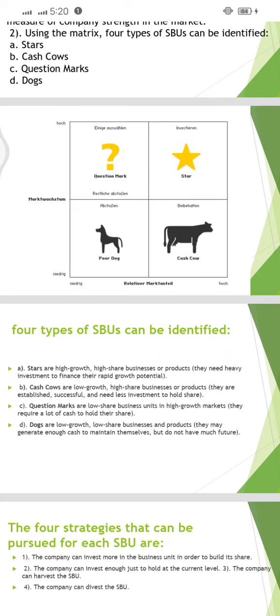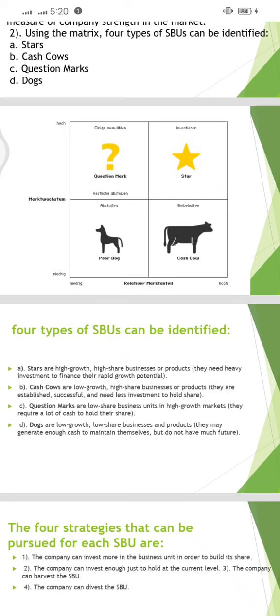Stars are high growth, high share businesses or products. They need heavy investment to finance their rapid growth potential. Cash cows are low growth, high share businesses or products. They are established, successful, and need less investment to hold share.